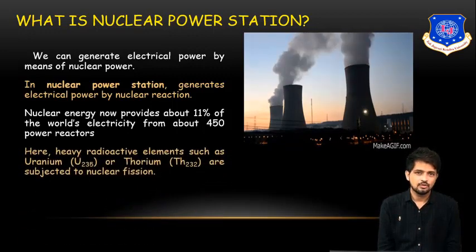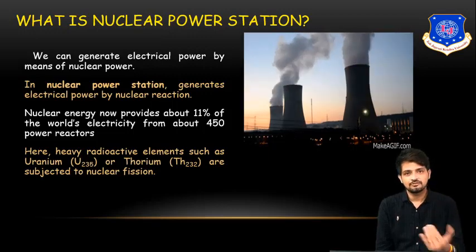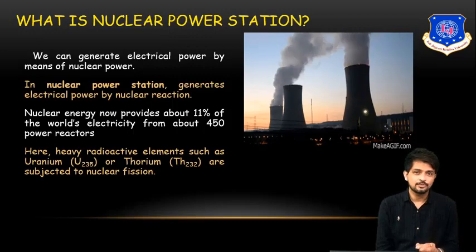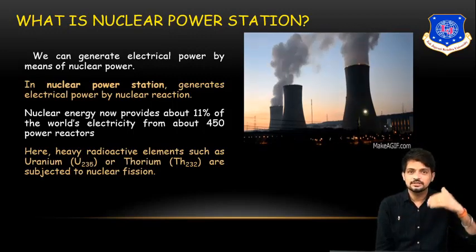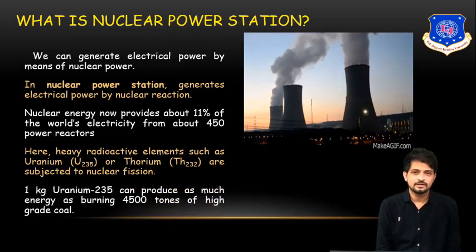Now, what we are doing in the nuclear power station, as I have already told you, we are using uranium, that is a radioactive element. Uranium or thorium is used, and we are subjecting it to nuclear fission. What is nuclear fission? That we will study in the next slide. But what you have to remember, with the help of nuclear reaction, we are producing the energy, electrical energy.